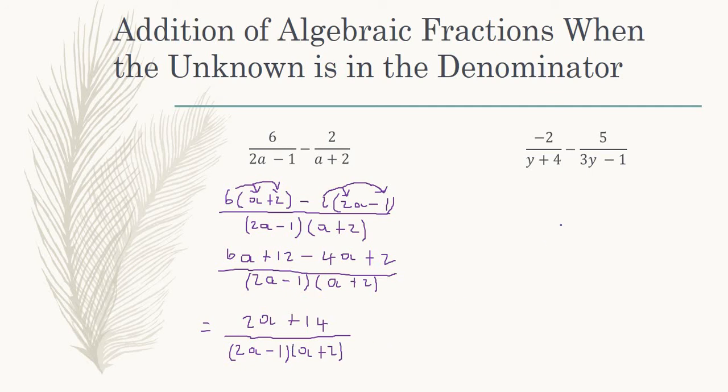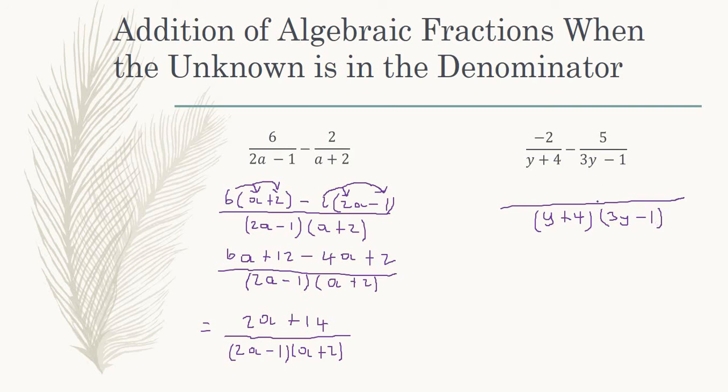And to our final question for this video, here we need to find a common denominator. So the common denominator is going to be a product of the denominators that we have. So it's going to be y plus 4 times 3y minus 1. Then take each denominator to divide the common denominator. So clearly, y plus 4 will cancel y plus 4. What we're left back with is 3y minus 1.